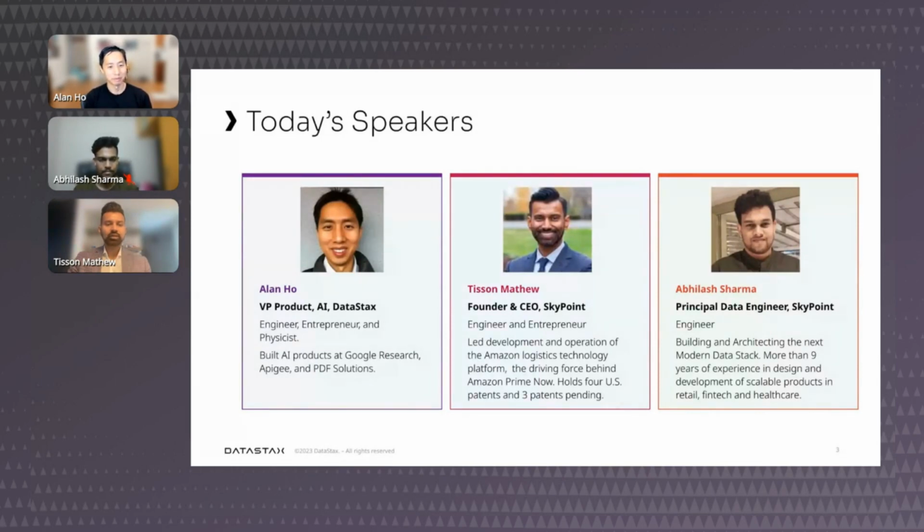Tissan Matthew, founder, CEO at SkyPoint. As the slide says, engineer, entrepreneur, worked at Amazon for a couple of years. I've been focusing on AI and healthcare for the last 3 years. Thanks, Alan. Abhilash? Hi. I'm a principal data engineer at SkyPoint Cloud. I oversee the platform team, which is building the core services around data infrastructure and recently around SkyPoint AI ML infrastructure.